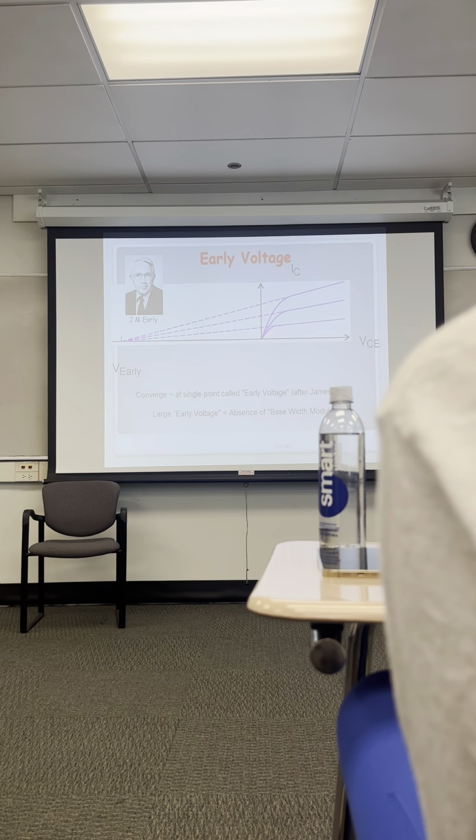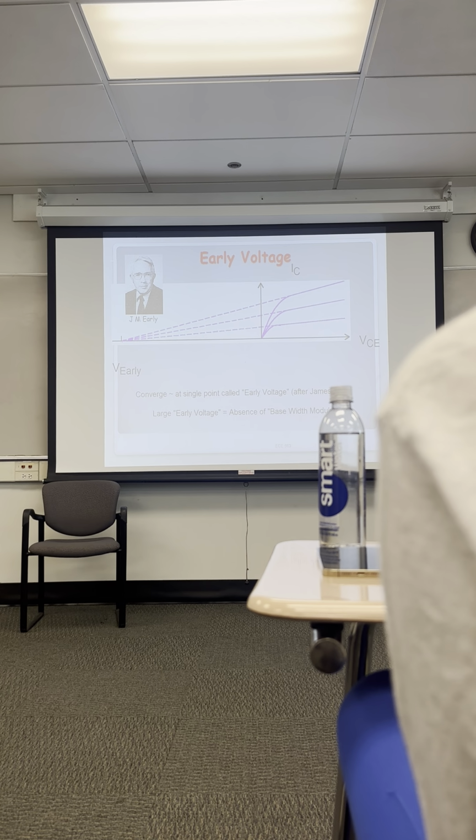We have an early voltage. You should recall that we mentioned early voltage earlier, and the engineer J.M. Early found that if you take the collector curves and draw a line from them in the negative infinity direction, those curves all converge at a point. This point where they converge is called the early voltage.